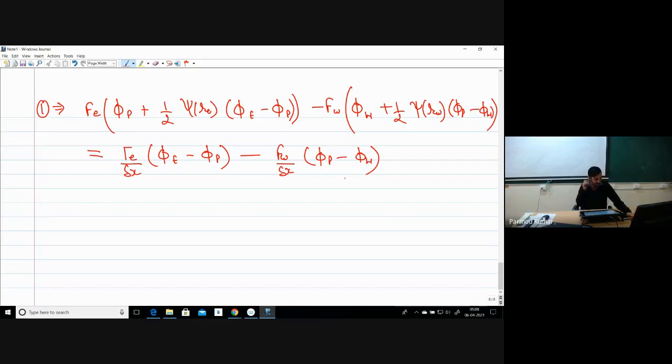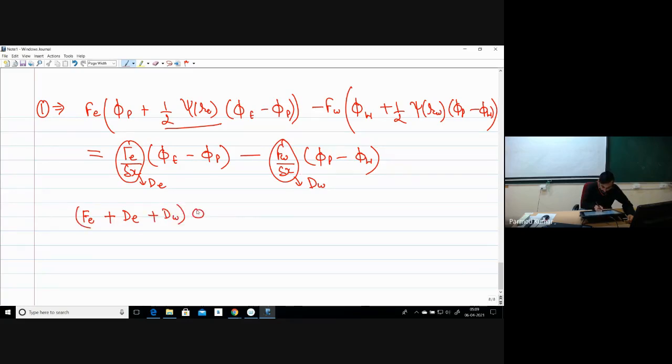Okay. So now what I will do, these terms involving psi, I'll bring to the right hand side. This gamma by delta x, I will write dE. This gamma by delta x, I will write dW. And apart from psi, all the terms involving P, I will keep on the left hand side. So you see P, we are having in the left hand side as FE. Then from here we are having DE, so plus DE. And from here we are having DW, plus DW into phi P.